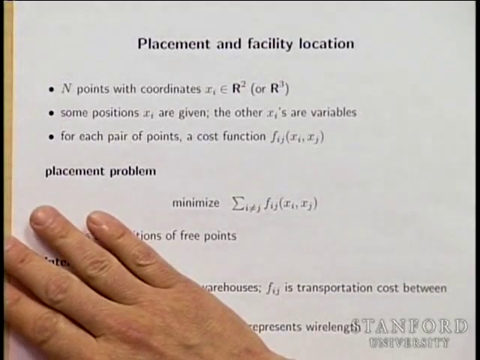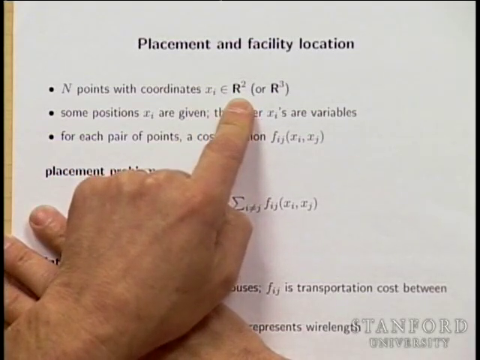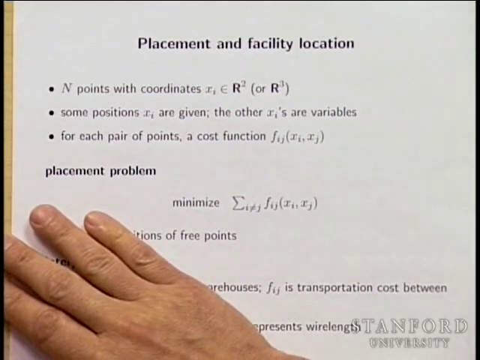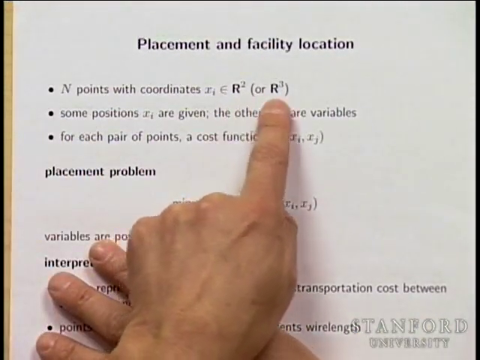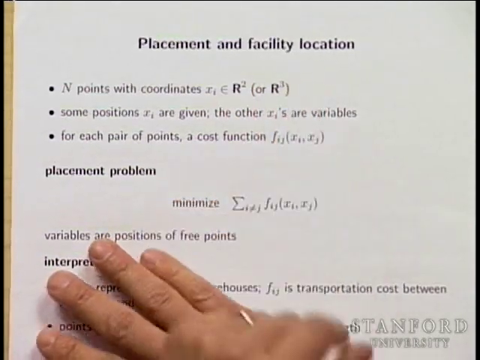So placement and facility location problems generally look like this. You have a bunch of points or coordinates. Now, often these are in R2. Sometimes they're in R3. But they're often not in higher dimensions, but there's no reason they couldn't be. So they could be in R2. They could be in R3. They could be in R4, which would be something like space-time or something like that.